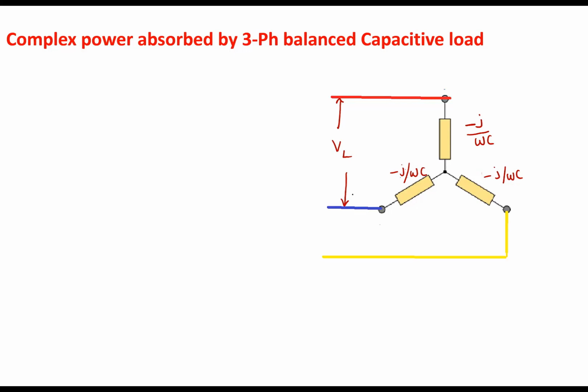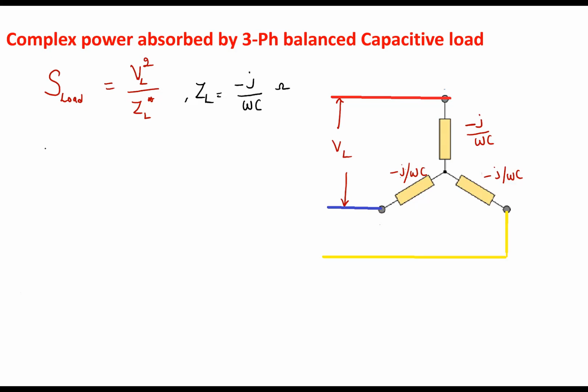Now, what is the formula for complex power absorbed? Complex power absorbed by the load is given by VL square divided by ZL conjugate. Now, here what is ZL? ZL is equal to minus j by omega C ohm.